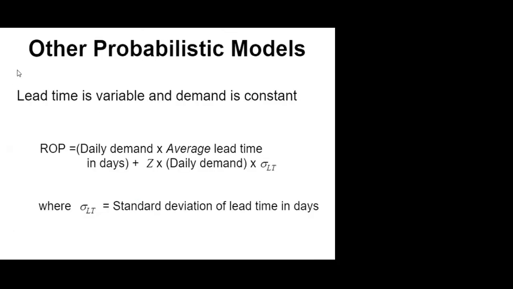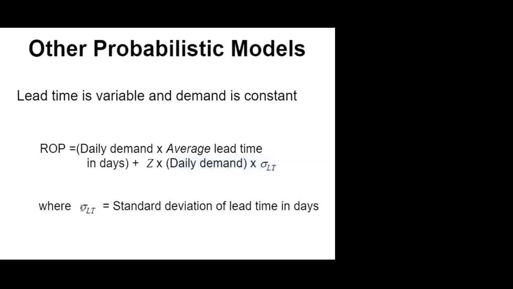Okay, so the next type of probabilistic model is when the lead time is variable and demand is constant. So if this happens, how do you do calculations? It's actually very simple. For ROP, you get your average lead time and demand and multiply them. Z value, you just learned how to calculate it, right? And just multiply the daily demand, which is constant, by the lead time's standard deviation. So there's no specific formula. You just multiply the daily demand and the standard deviation and multiply it by the Z value.